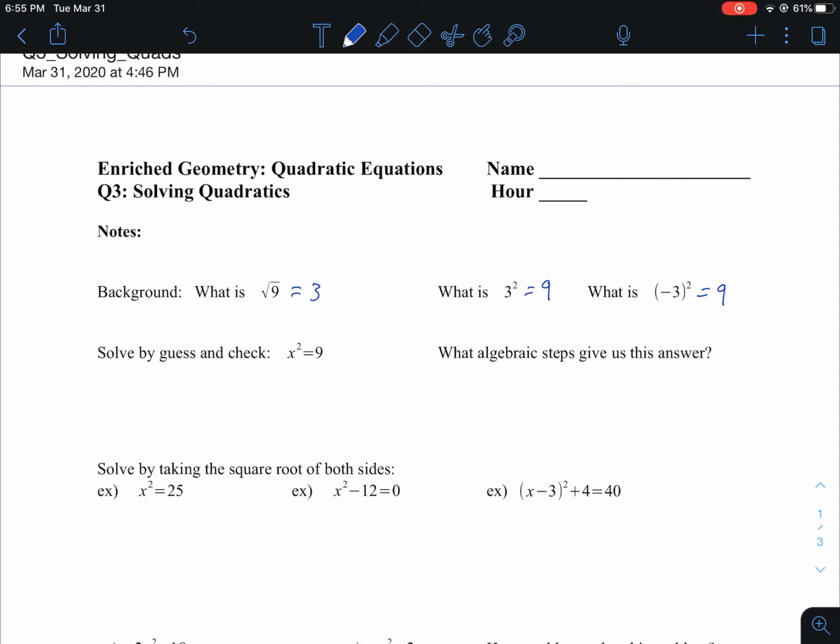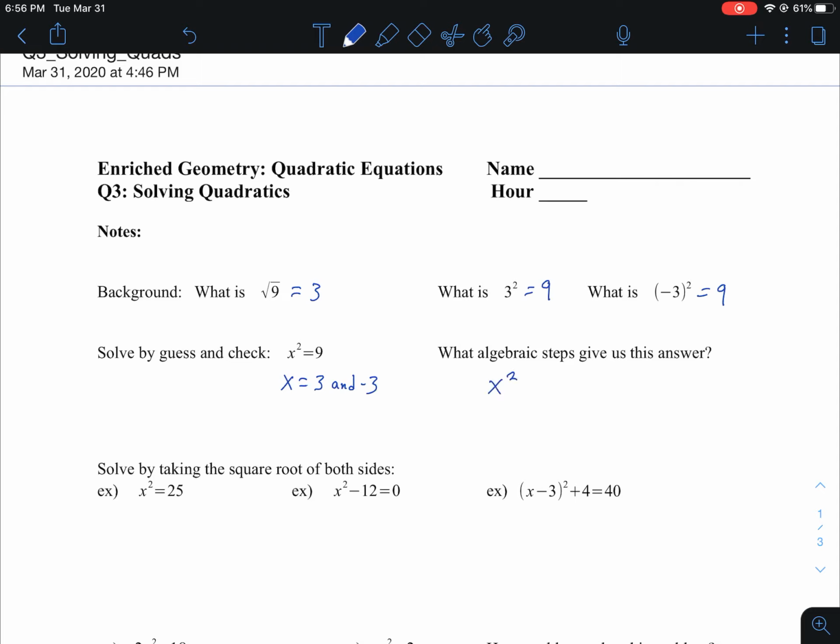Now, solve by guess and check. Okay, what two numbers can you square and get 9? Well, clearly 3 and negative 3 both work. Now, what algebraic steps give us this answer? Now, here's where things get a little crazy.